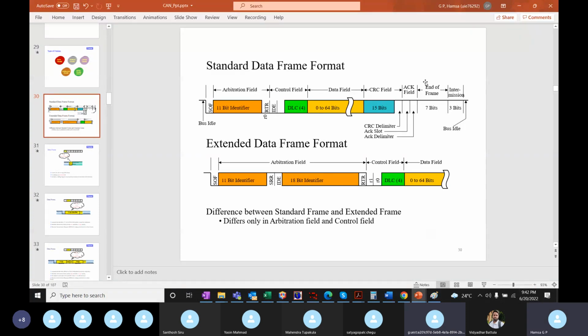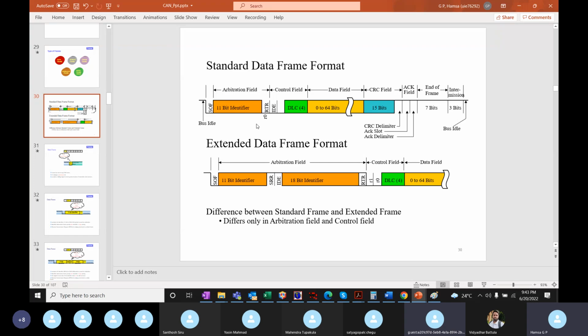Yeah. So next is the end of frame, which has a size of 7 bits, and the default values are recessive, and also the intermission space, which has a default size of 3 bits, also recessive. So the end of frame is like the end of the frame. Just as we have the start of the frame, like we have a 1 hour class now where we started at a particular time and we are going to end at a particular time, similarly the starting point and ending point of the frame is nothing but data.